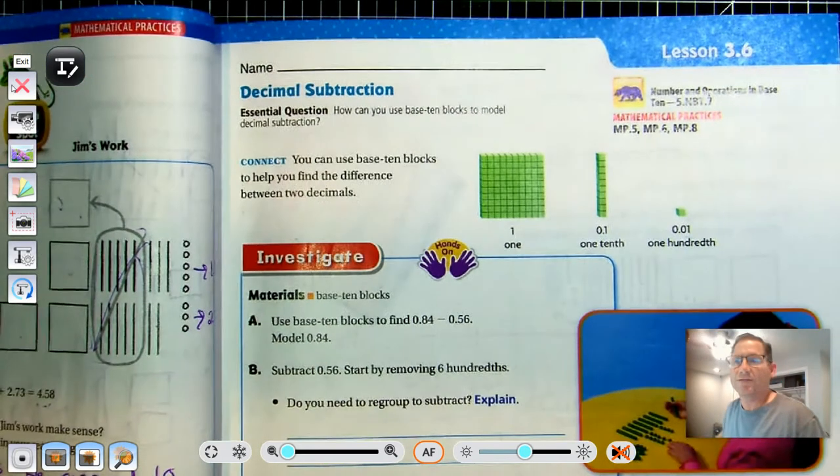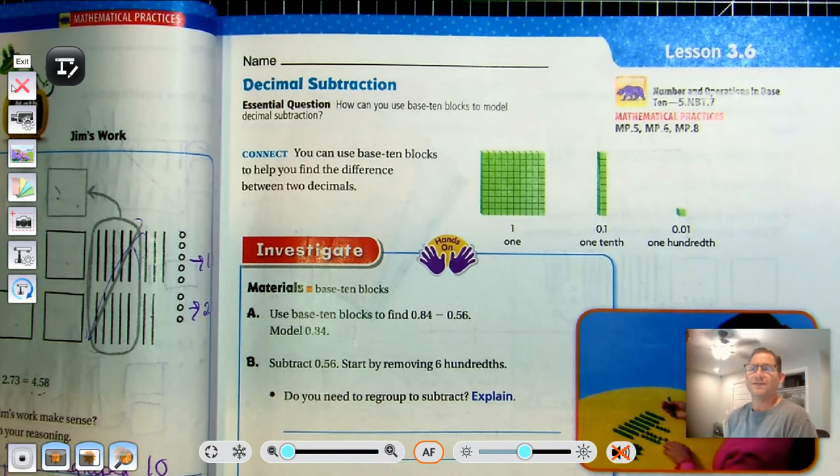Hello, okay, so let's continue with lesson 3.6, decimal subtraction. In this lesson, our essential question is, how can you use base 10 blocks to model decimal subtraction? We're not actually going to be working on what we would consider a traditional way of subtracting decimals. We're going to be working on how we can make quick pictures to model that subtraction.